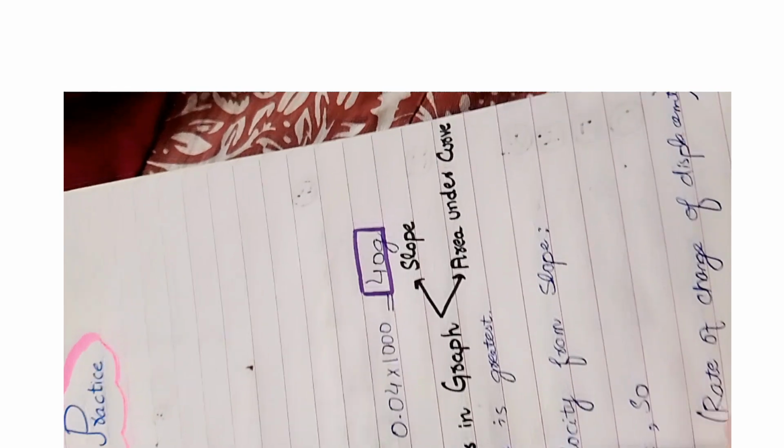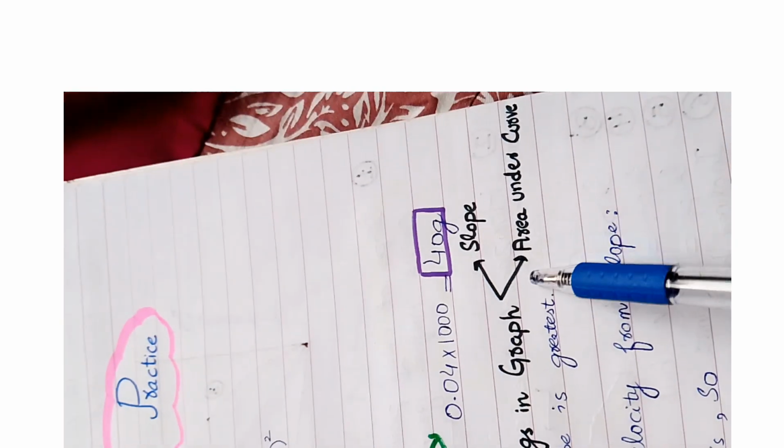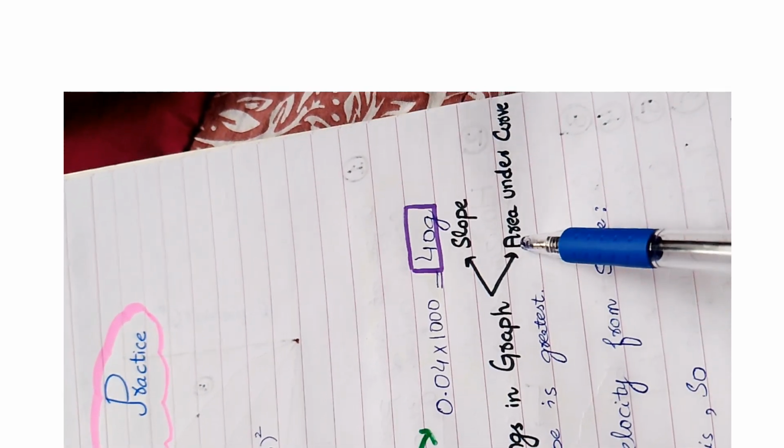Okay, next question was, a tennis ball is thrown and bounced off a wall twice. The displacement of the tennis ball is shown by this graph. So this is the displacement time graph. Always remember that we see two things in the graph. One is the slope and the other is the area under the curve.